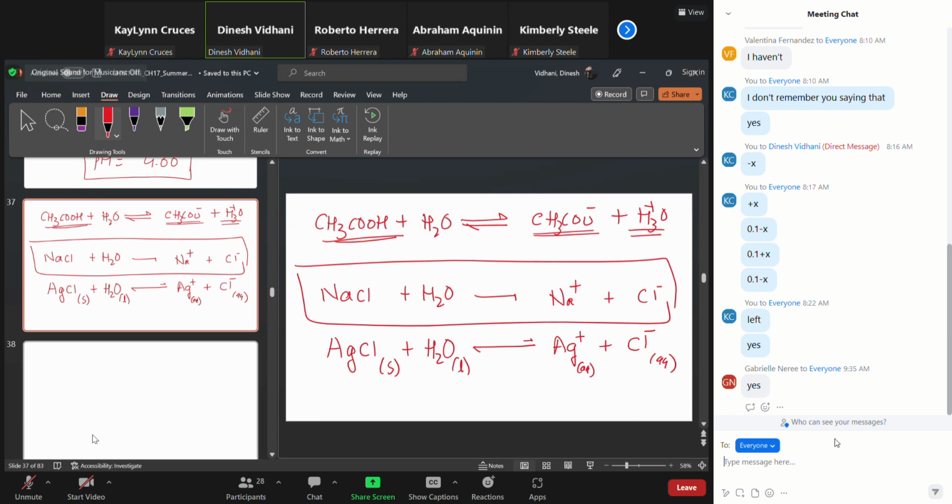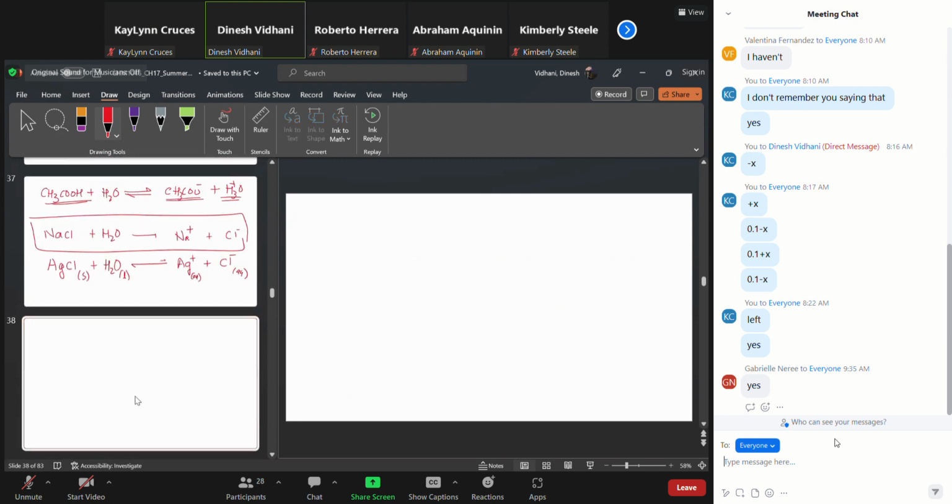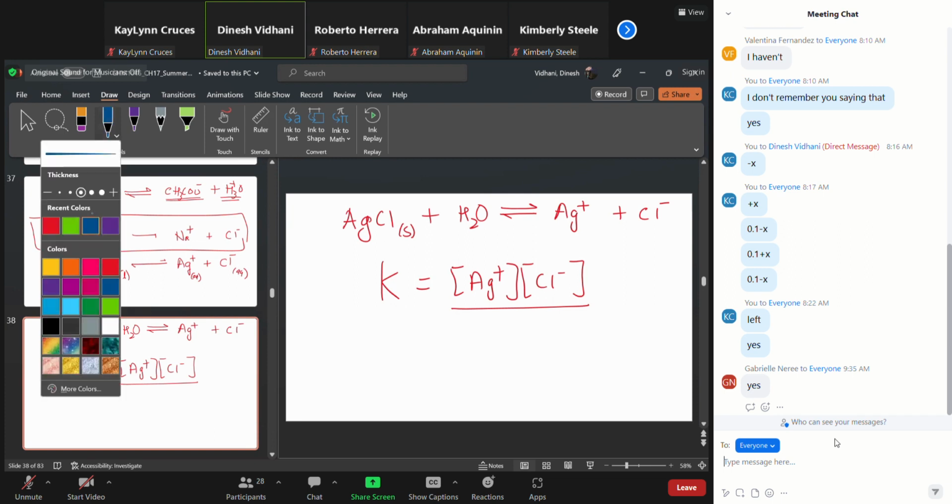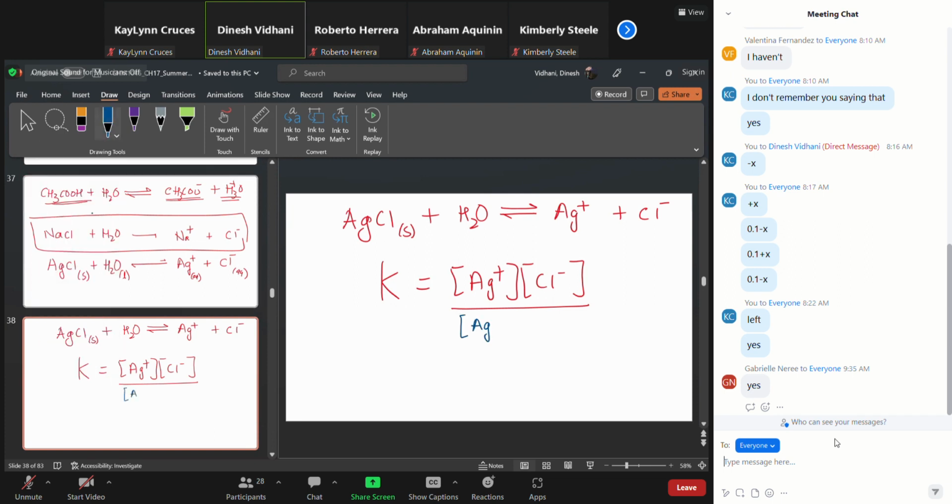Can we have this equilibrium in that form? Let me write it down for you. Suppose I take AgCl, solid. I put it in water. I write the equilibrium the way it is, and then I go for Ag plus and Cl minus. Now I can write the equilibrium constant as K, concentration of Ag plus times Cl minus. I'm going to write it in a different color so that you know what I'm trying to say. Tell me if this is correct.